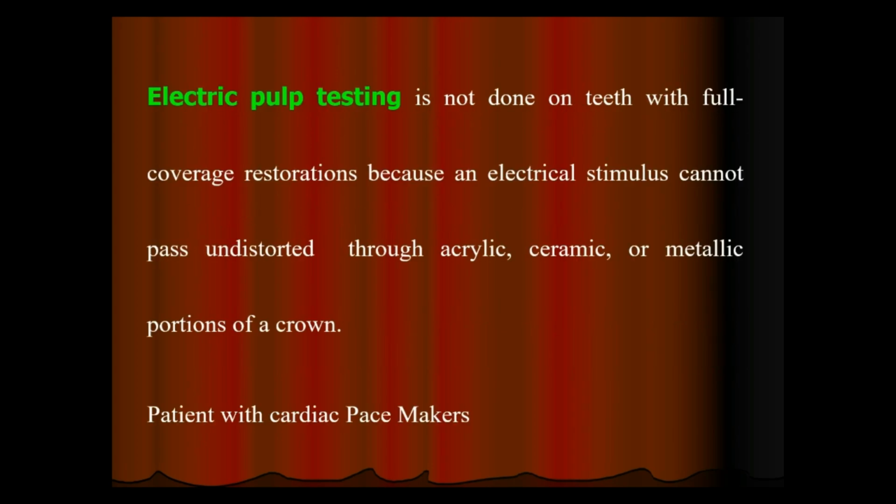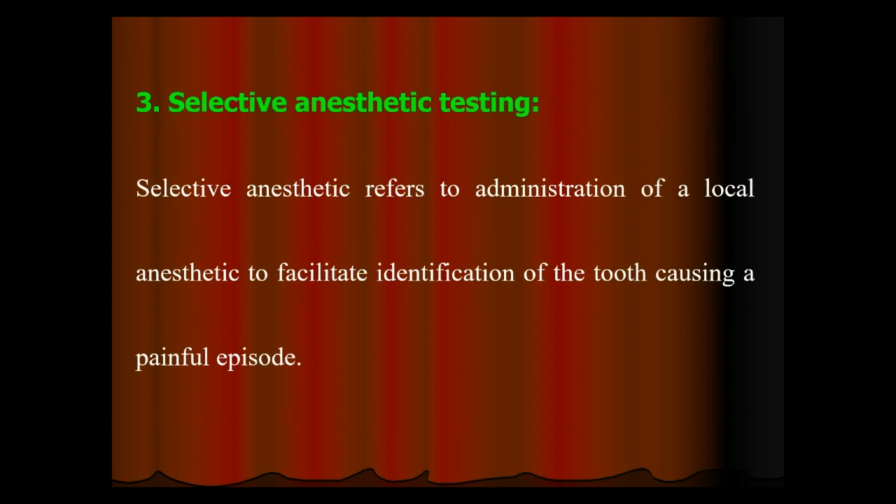Electric pulp testing is not done on teeth with full coverage restoration because an electrical stimulus cannot pass undistorted through acrylic, ceramic, or metallic portions of a crown, and it is not done in a patient with a cardiac pacemaker.